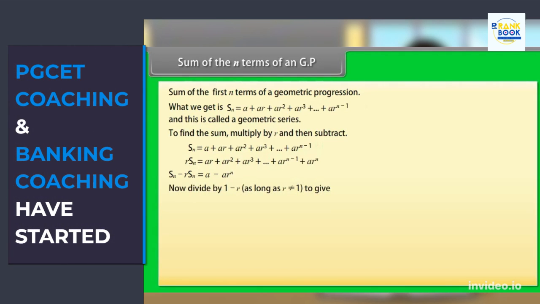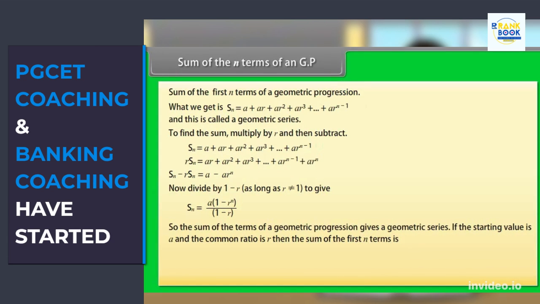Now divide by 1 minus r as long as r is not equal to 1 to give Sn is equal to a into 1 minus r raised to the power n whole upon 1 minus r. So the sum of the terms of a geometric progression gives a geometric series. If the starting value is a and the common ratio is r, then the sum of the first n terms is Sn is equal to a into 1 minus r raised to the power n whole upon 1 minus r, provided that r is not equal to 1.